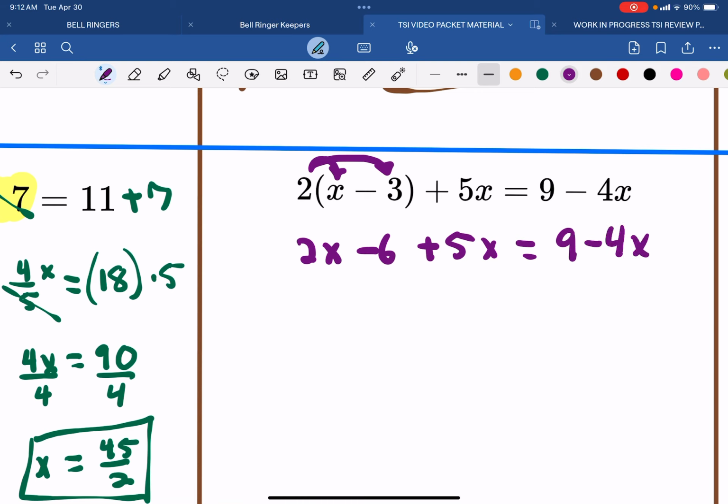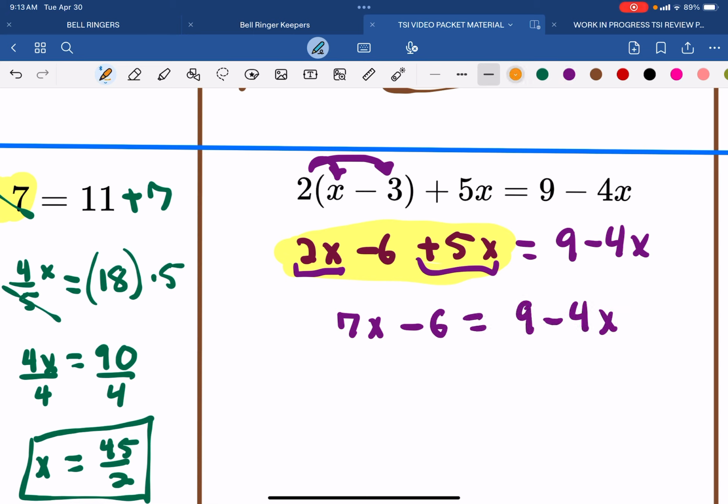And before I start moving things left and right, I'm going to stay looking at one side. And I'm going to see which things I could combine. I have 2x plus 5x. I could combine this one with this one. I get 7x minus 6 is equal to 9 minus 4x. All right, and here we go.